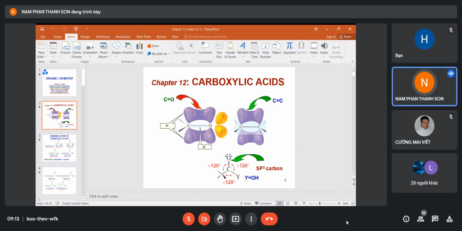All right. Chapter 12, carboxylic acid. So in carboxylic acid, we have COOH. Also, we have a C double bond O in carboxylic acid, but carboxylic acid is completely different from aldehyde and ketone.